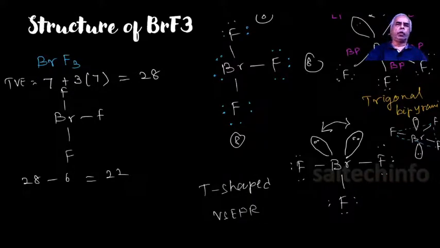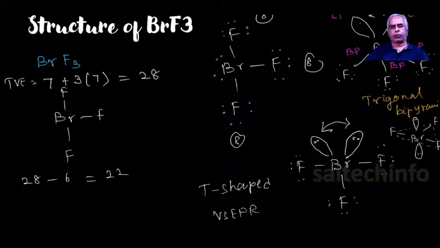Then when we look at the structure of BrF3, it is very interesting to derive the structure of bromine trifluoride. We know both of them have 7 valence electrons. So the total valence electrons of bromine trifluoride: bromine has 7, and 3 atoms of fluorine means 3 into 7 valence shell electrons, so totally 28. And we have to draw the basic skeleton structure.